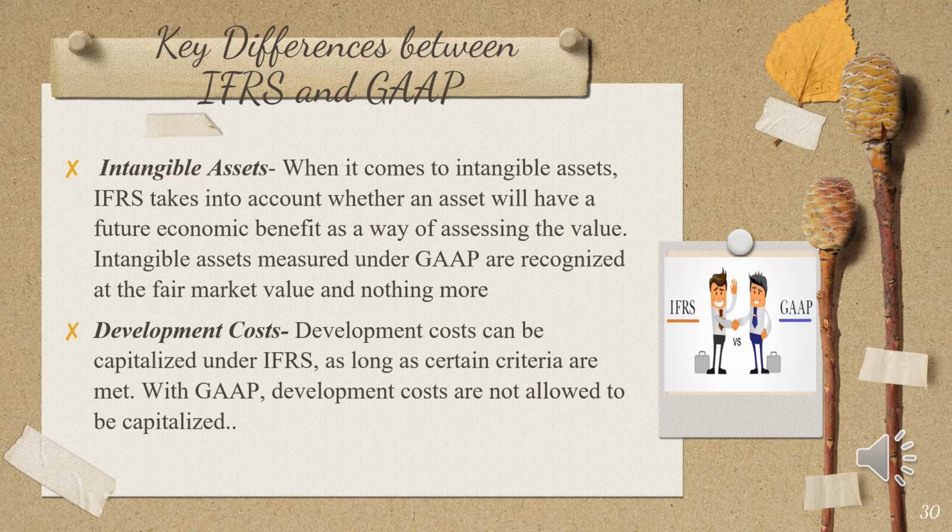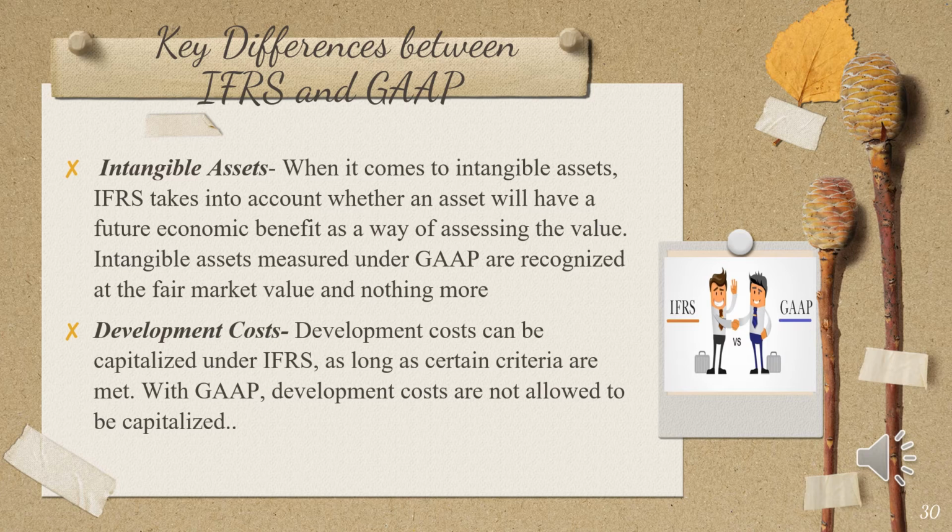Another difference is intangible assets. When it comes to intangible assets, IFRS takes into account whether an asset will have future economic benefits as a way of amending the value. Intangible assets measured under GAAP are recognized at the fair market value and nothing more.